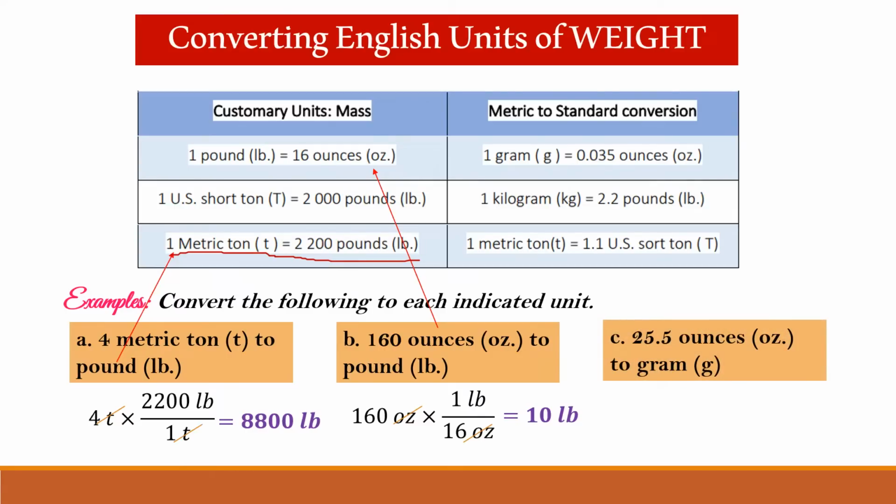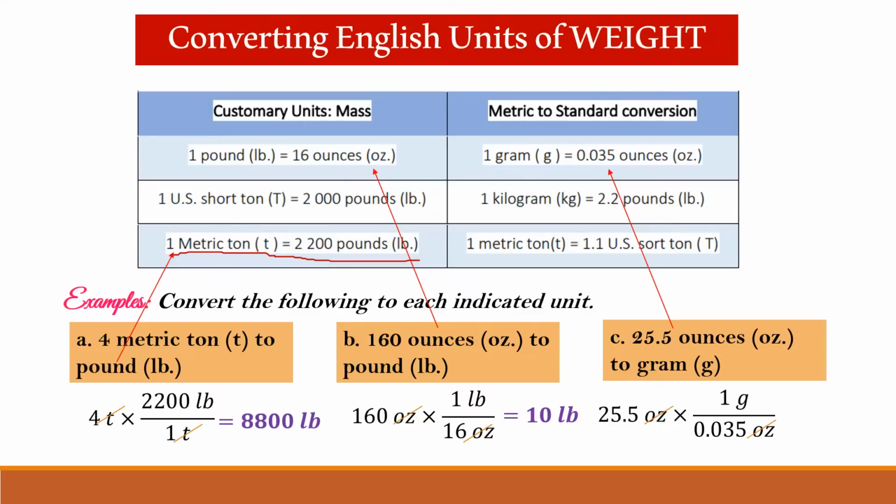For the third example, we are going to convert 25.5 ounces to grams. From our table, we can use the conversion 1 gram is equal to 0.035 ounces. And we have 25.5 ounces times 1 gram over 0.035 ounce. And we can cancel ounce to ounce.